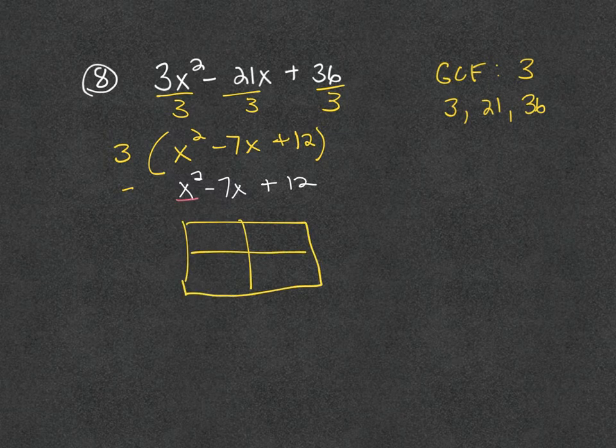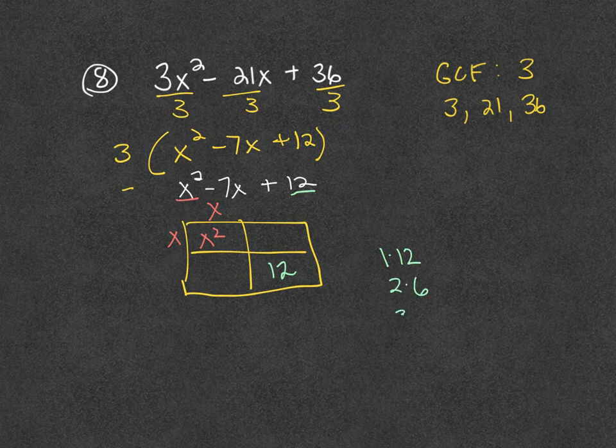And I'm going to start with my x squared, which I know is x times x. And then I'm going to put in the positive 12. And then I'm going to look at my factors of 12: 1 and 12, 2 and 6, 3 and 4. And I am looking to select those to be able to make a negative 7x.